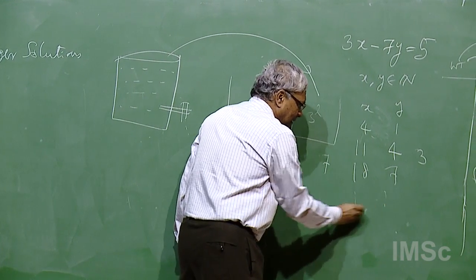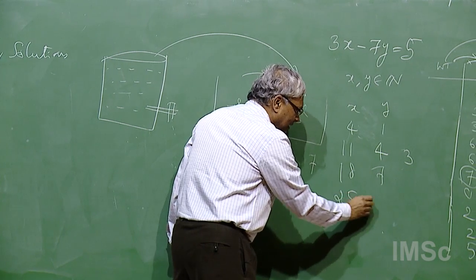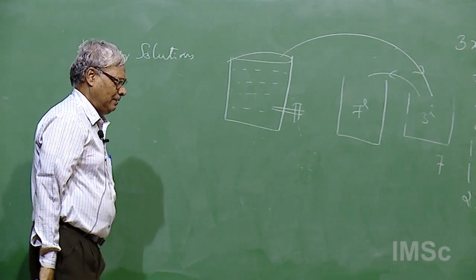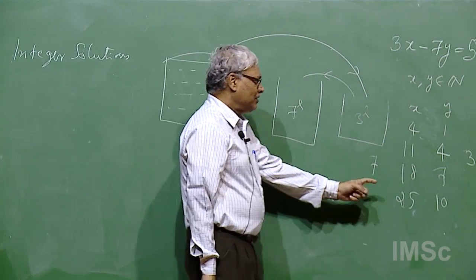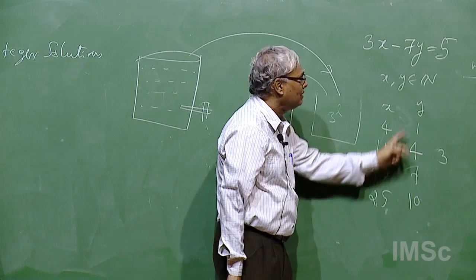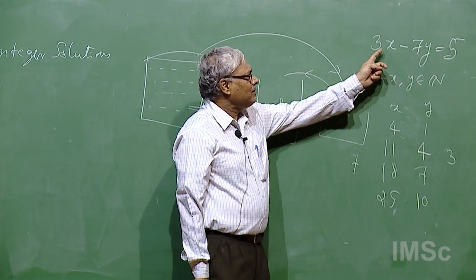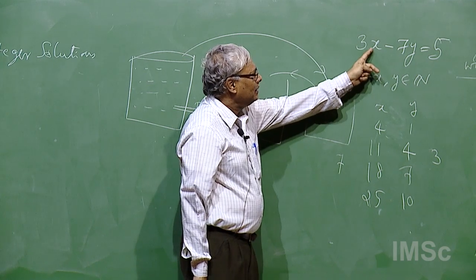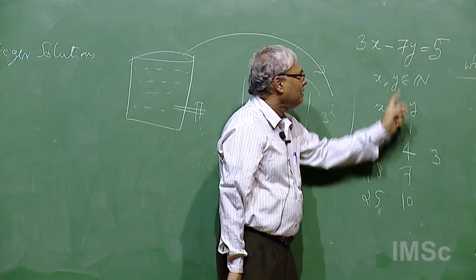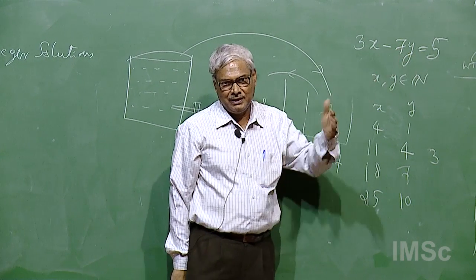Therefore, the next solution would be 25 and 10. So why would such a thing happen? Why will this again be a solution if I add 7 to X and 3 to Y? Because if I add 7 to X, it increases by a quantity of 21. And if I add 3 to Y, it also increases by a value of 21. And 21 minus 21 gets cancelled.